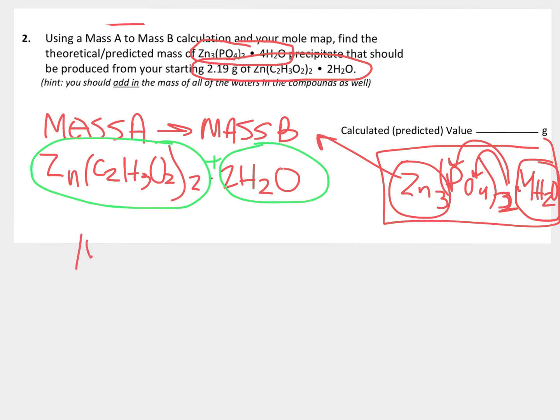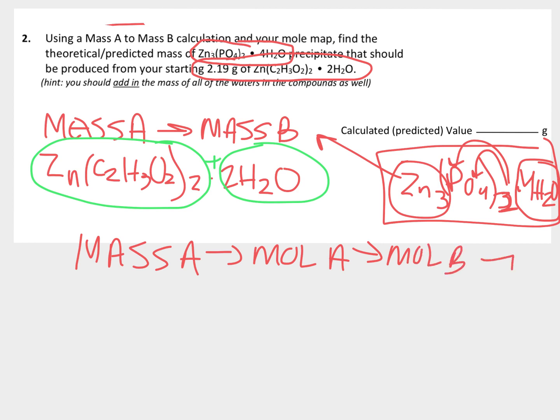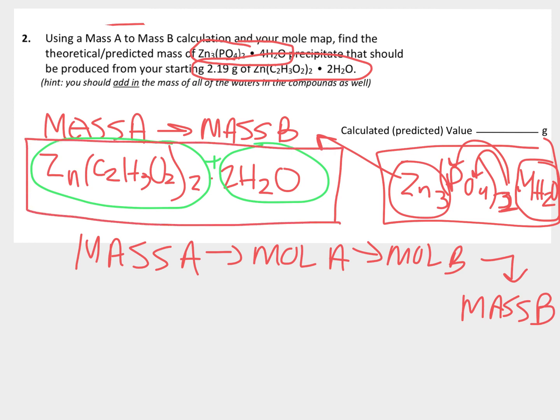Then from there, you can do your calculation where you're going to go from mass A to mole A, from mole A to mole B, and then finally from mole B to mass of B. So in the end, as you know, you're going to use molar mass, so that's the big part that sometimes troubles people, is how do you add up this entire mass? It tells you right in the directions you should add in the mass of all waters in the compounds as well, but now you know. What we're starting with is our zinc acetate, that's our A object, and zinc phosphate is our B object.